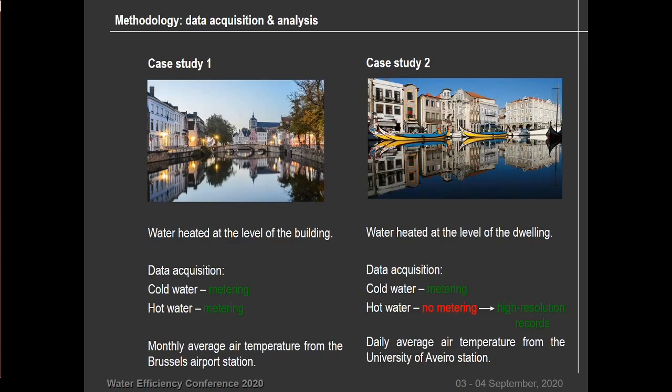In case 1, water is heated at the level of the building. For this reason, metering exists for both cold and hot water. These are the records used in this study. But for case study 2, water is heated at the dwelling level with a gas-fired boiler, and thus metering only exists for cold water. For this reason, high-resolution records are obtained for this study. In addition, this study uses data from weather stations in Belgium and Portugal.